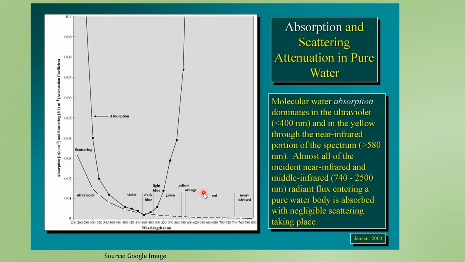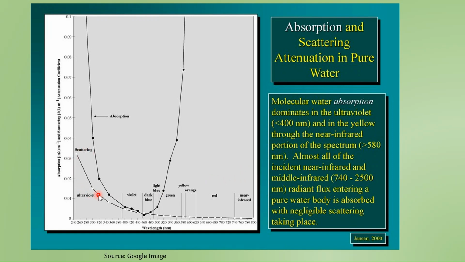with the water molecules. So here we can see two lines, one for the absorption and the second for the scattering. The absorption dominates in the ultraviolet region, less than 400 nanometer, and after the yellow portion, that is after 580 nanometer. So we can see that all the wavelengths which are less than 400 nanometer and more than 580 nanometer are strongly absorbed by the water molecules.